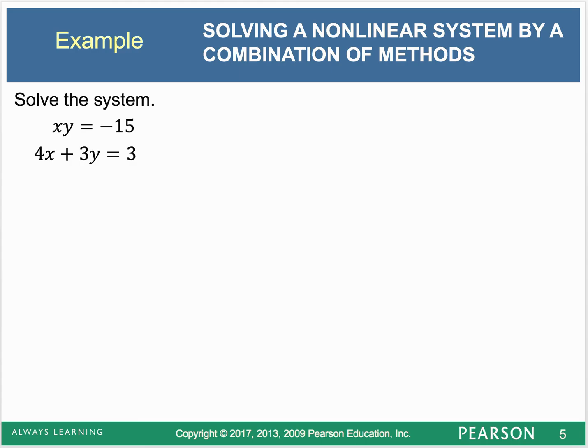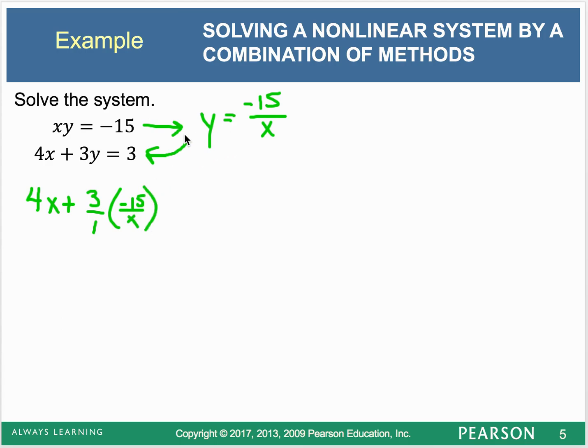Okay, so I'm going to take this one just because it's one step to solve for either x or y. It doesn't matter what you solve for, which equation or which variable, but I'm going to take this one and I'm going to solve for y. So y is, and it doesn't matter which one you do, negative 15 over x, right? And then I'm going to plug that in to the other equation. So 4x plus 3 times negative 15 over x, because I'm going to plug that in for the y, equals 3.